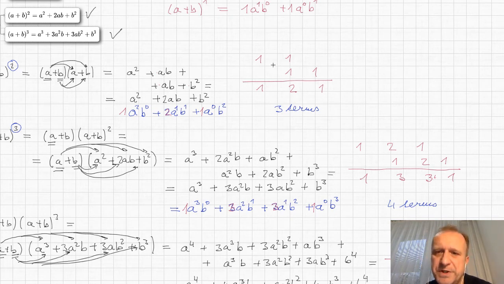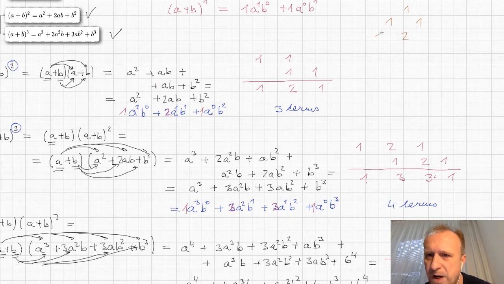What you can do instead of adding these, you can do the following. You can write, and I will use another color here, the pattern 1, 1, 1, and now you can add 1 plus 1, it's 2, and write it below.